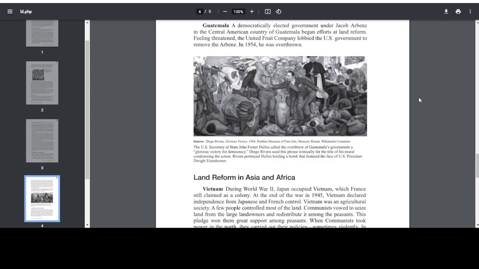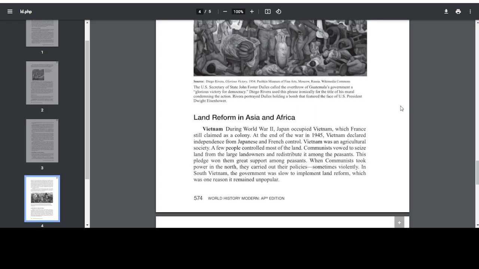U.S. Secretary of State John Foster Dulles called the overthrow of Guatemala's government a glorious victory for democracy. Diego Rivera used this phrase ironically for the title of his mural condemning the action. Rivera portrayed Dulles holding a bomb that featured the face of U.S. President Dwight Eisenhower.